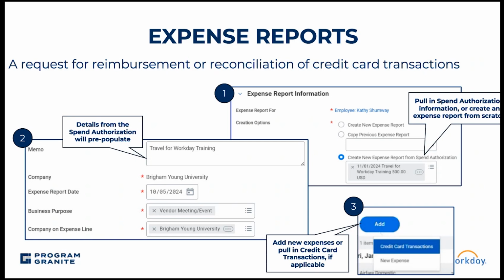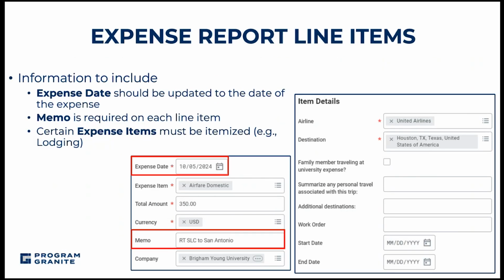And then once we put in the information, then we'll add a credit card transaction. The information we need to make sure that we have is the expense date. It'll be pulled right off of whatever credit card transaction was populated in there.